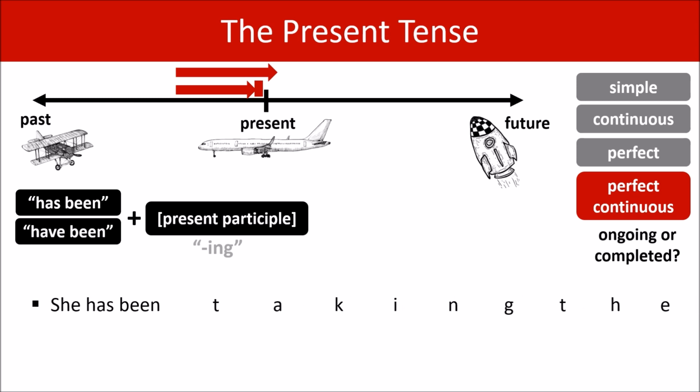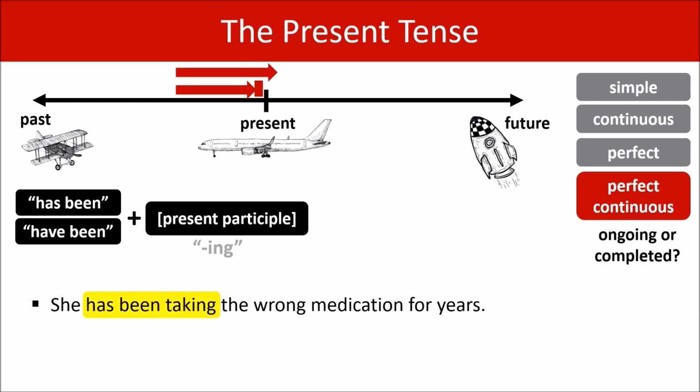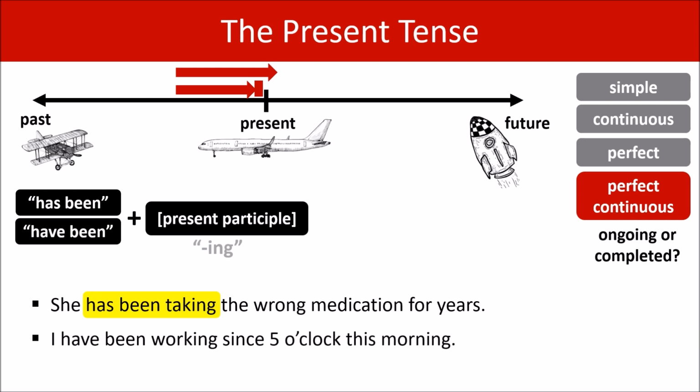She has been taking the wrong medication for years. Has been taking. This is the present perfect continuous tense. I have been working since 5 o'clock this morning. Have been working is the present perfect continuous tense. And you can see in this example, there is a sense that this person is still working, so the activity continues. With the example above, has been taking the wrong medication for years, it could be either, but hopefully that person has now stopped taking the medicine. Both options are possible.